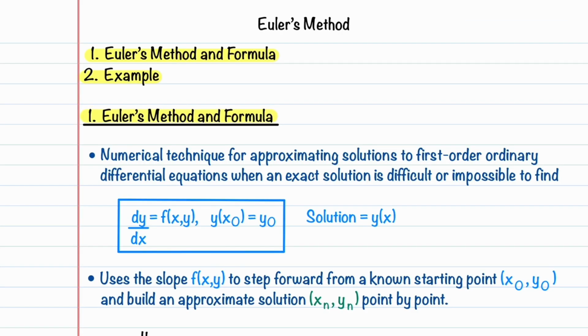Euler's method is a numerical technique for approximating solutions to first-order ordinary differential equations, like the one written here in this box, when an exact solution is difficult or impossible to find. Euler's method is one of the simplest numerical methods for solving a first-order ordinary differential equation.